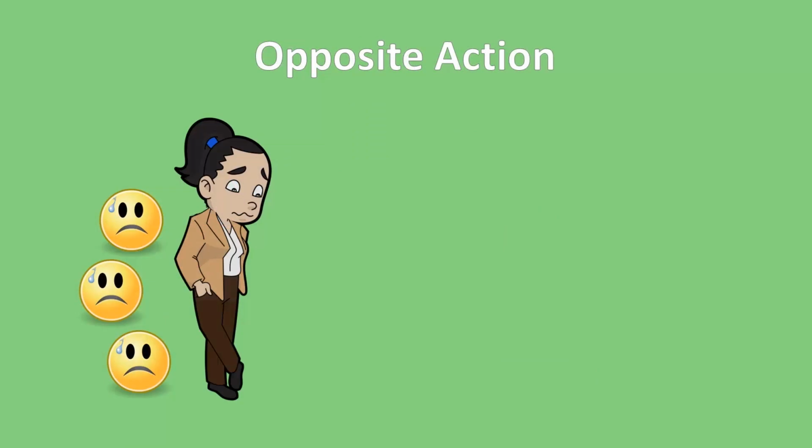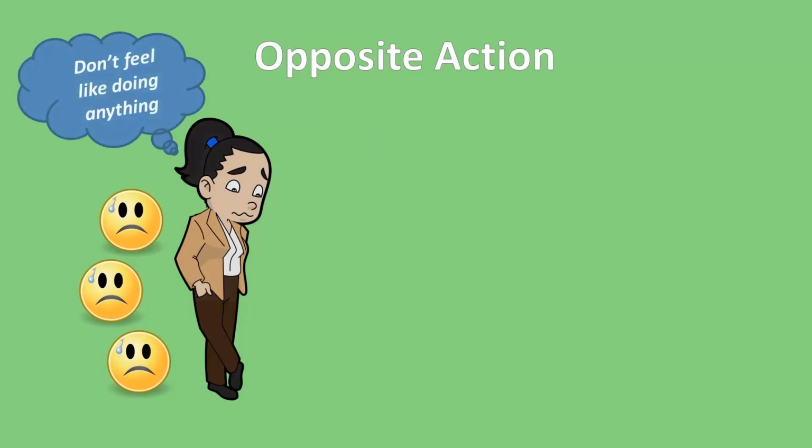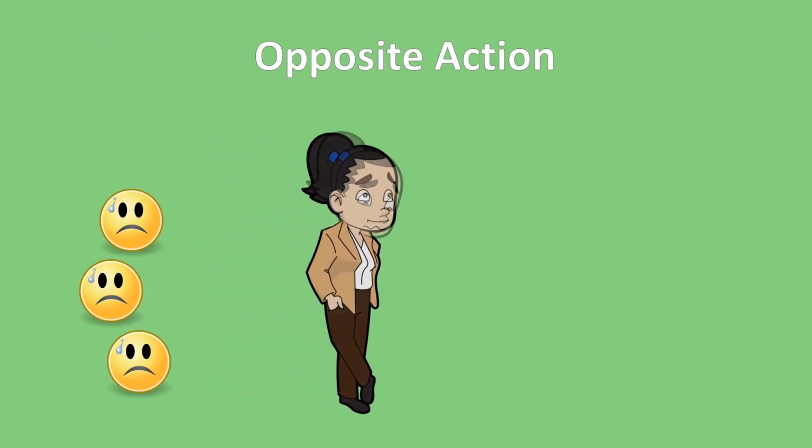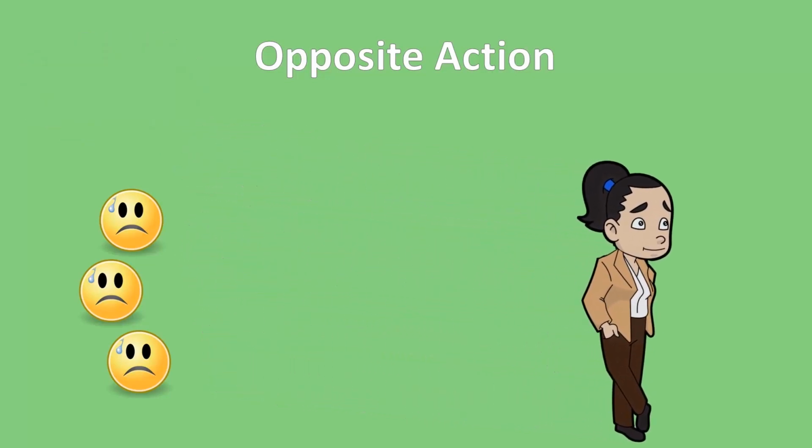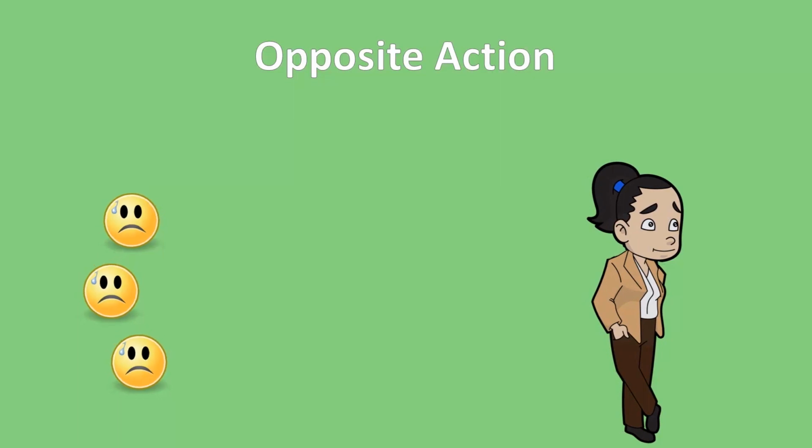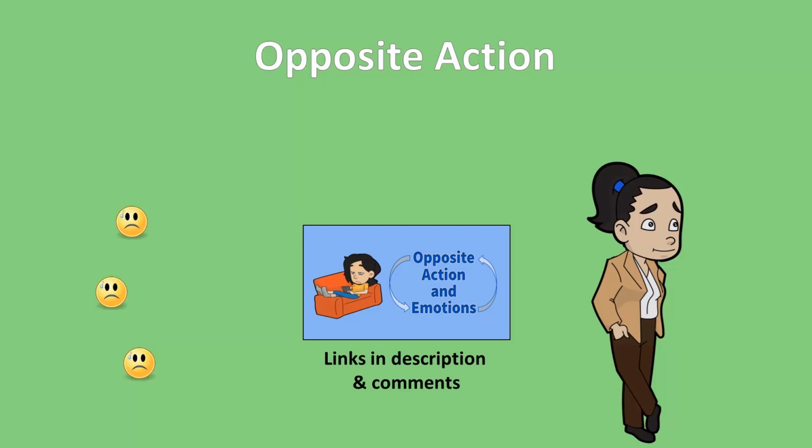The second way we can change our emotions is through opposite action. When acting on an emotion-action urge is not effective, we can regulate our emotion by using opposite action. Since our actions and emotions are so closely connected, when we act opposite to an emotion-action urge, we start to change that emotion. And I have a whole video that explains how to use opposite action in more detail.